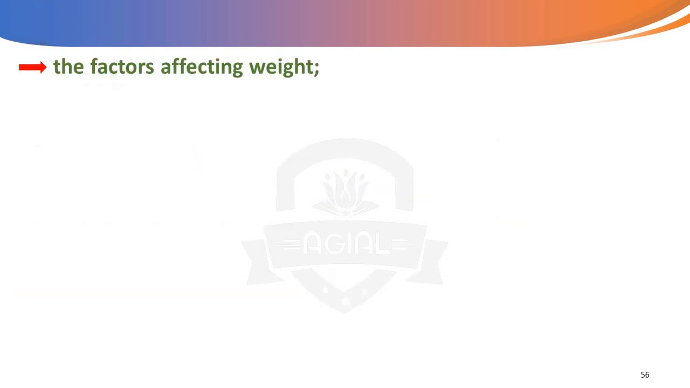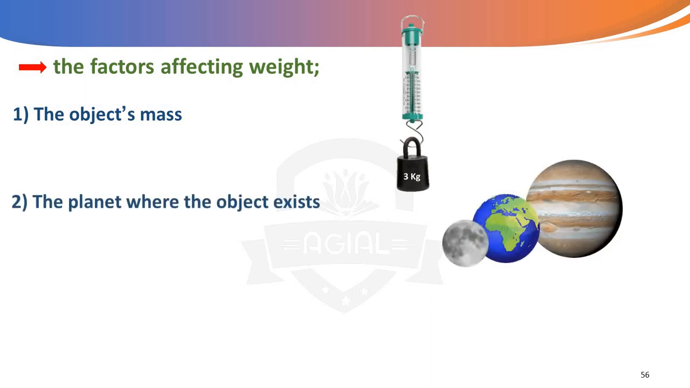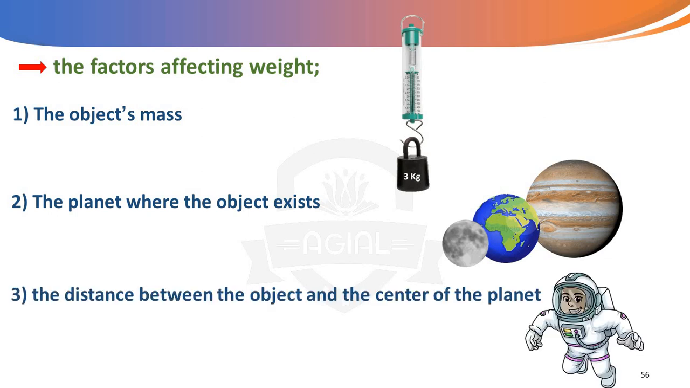So we will talk about the factors affecting weight, like the object's mass, as when the mass increases, the weight will increase, and if the mass decreases, the weight will decrease. The planet where the object exists: the planet maybe has a big mass, so it will have a big weight. It maybe has a small mass, so based on that it will have a small weight. The distance between the object and the center of the planet: if there is a big distance between the body and the center of the Earth, the weight becomes weak.